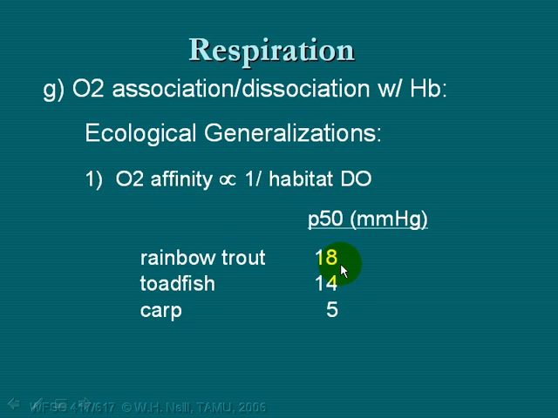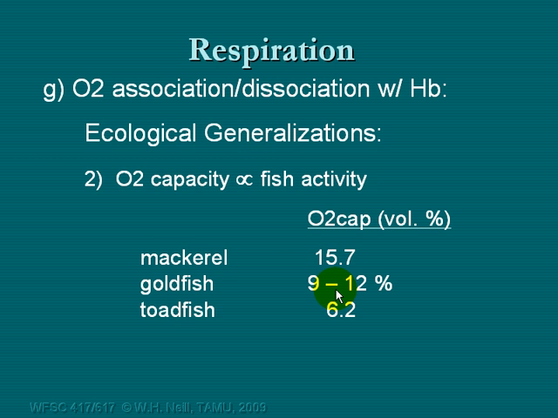So is anybody confused? Did I leave you confused? That's the way to put it. Not did I make you confused, but did I leave you confused about the toadfish situation? Relatively low affinity, high P50, which is characteristic of fish that live in oxygen-rich or at least not deficient oxygen habitats. But a relatively low capacity because the toadfish is sort of an inactive fish compared to these others.